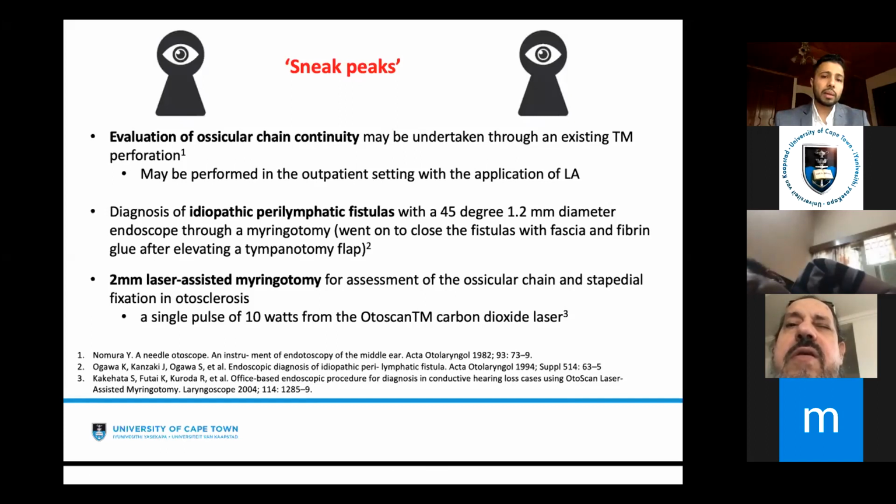And lastly, when it comes to diagnosis, what is also in the literature is that some people do a micro myringotomy with a 2 millimeter laser assisted device. And that basically allows us to assess the ossicular chain, and in cases in which you suspect otosclerosis, also to confirm that so that you have a solid plan moving into surgery.